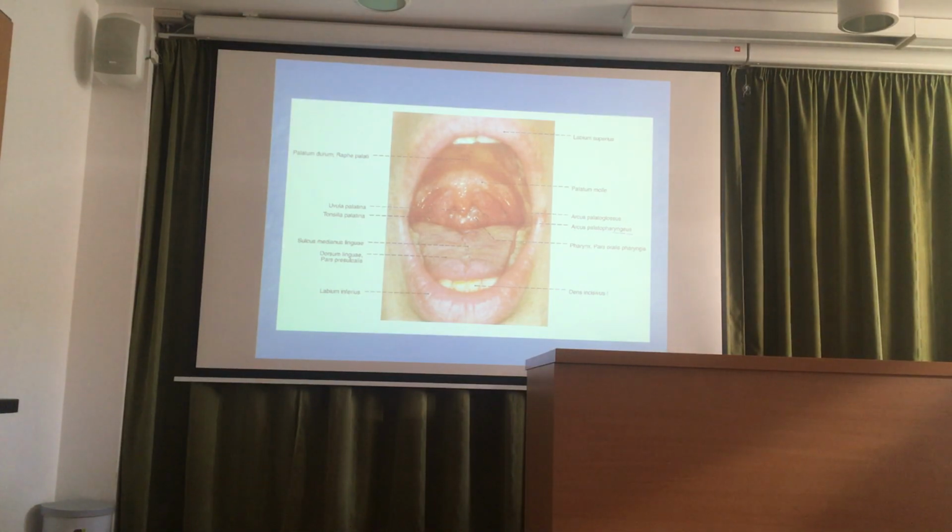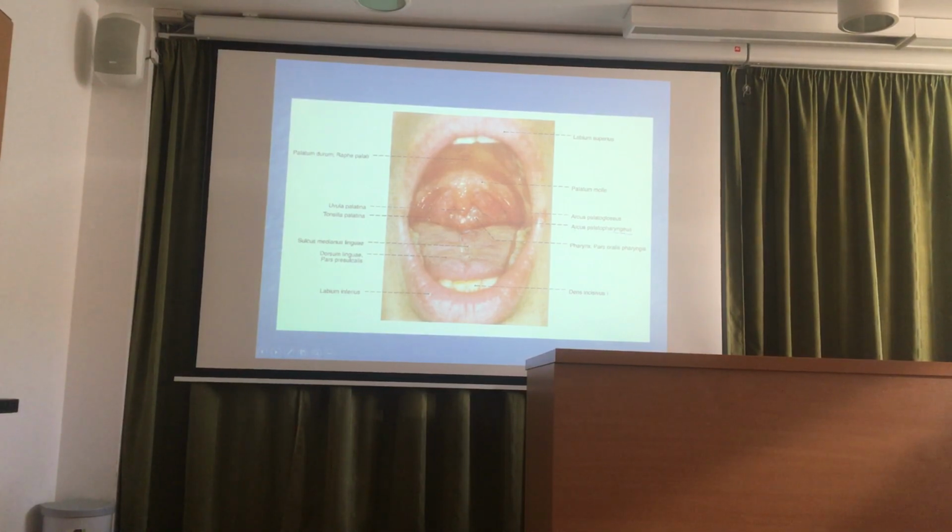It's very important to know where the border is, because if you make a total denture, you cannot extend it to the soft palate, okay? If you extend it, when the patient, for example, speaks, it will come down because it's movable. You can see the uvula and also the arcus palatoglossus and the tongue.